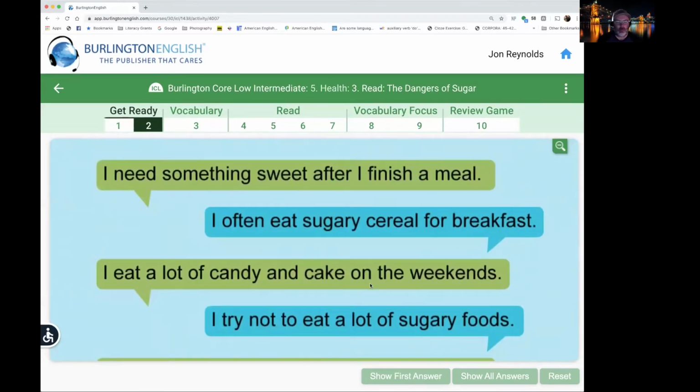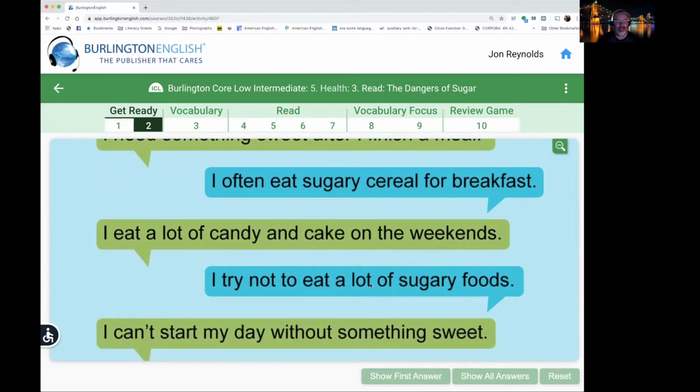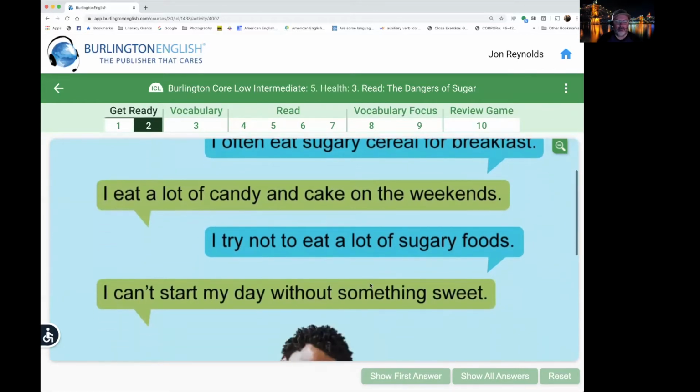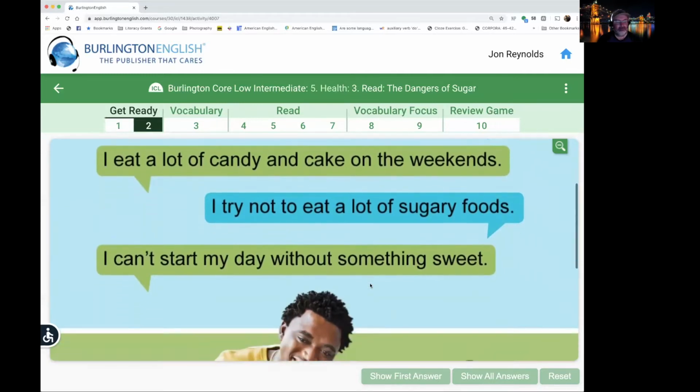Why don't you say them with me? I need something sweet after I finish a meal. I often eat sugary cereal for breakfast. I eat a lot of candy and cake on the weekends. I try not to eat a lot of sugary foods. Finally, I can't start my day without something sweet.